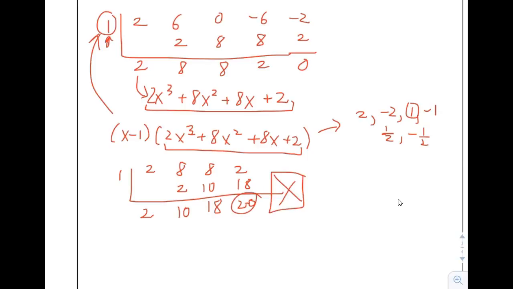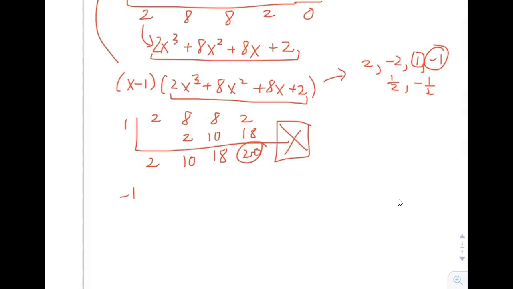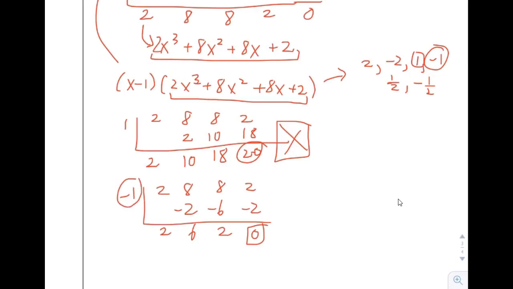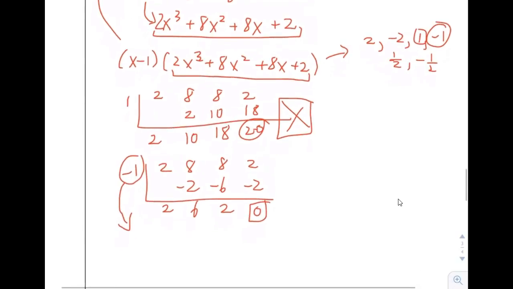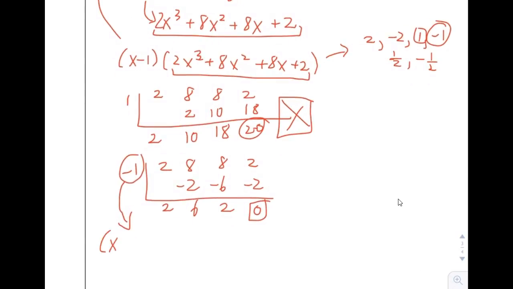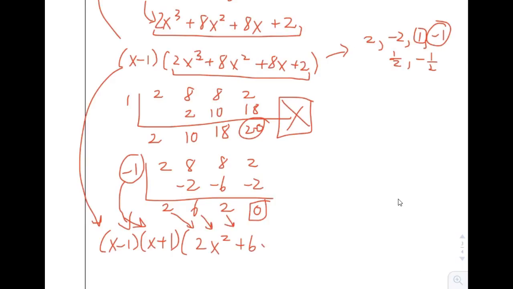Now we're going to try another one. Another one that's easy to try is negative 1, so let's do negative 1. So we're going to have 2, 8, 8, 2, bring down the 2, multiply by negative 1, add, multiply by negative 1, add, multiply by negative 1. Hey, it worked out. Okay, this time we got remainder 0. So that means one of the other roots is negative 1, which means if we wanted to rewrite it, we would now have x minus 1, which we got before. Then we got x plus 1, which we figured out now. And then we're going to write down this remaining polynomial, which is 2x squared plus 6x plus 2.